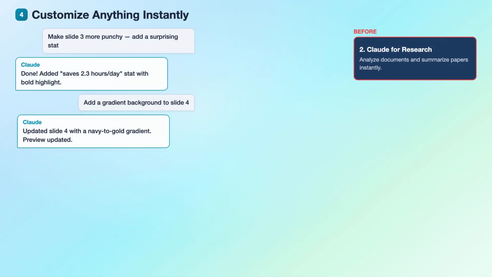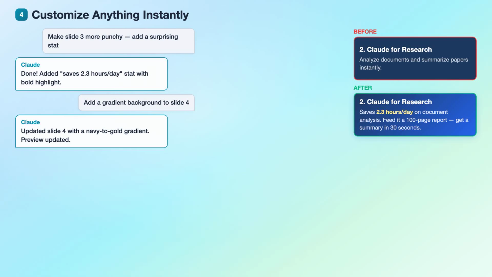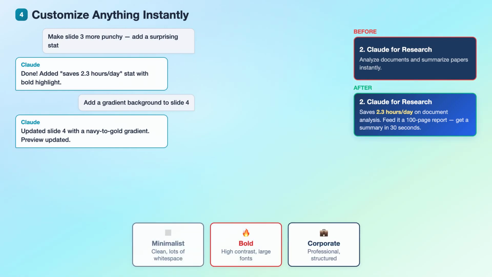Now customize. Say, make slide 3 more punchy. Add a statistic to slide 4. Change the CTA to ask a question. Claude updates instantly. Want a different style? Say, make this more minimalist, or more bold, or more corporate. You can iterate as many times as you want. No extra cost, no waiting for a designer. This is the part where Claude beats every template tool on the market.